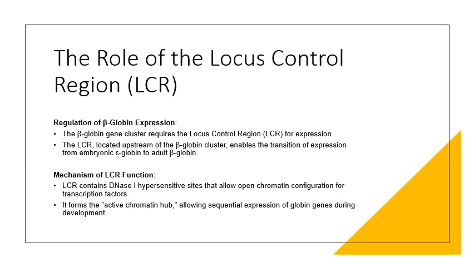The expression of the beta globin gene cluster is tightly controlled by the locus control region, or LCR, which is a regulatory element located upstream of the beta globin cluster. The LCR is critical for helping the developmental transition from embryonic globin to the beta globin.